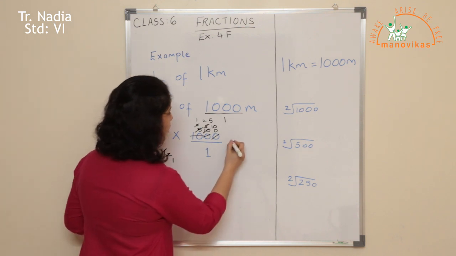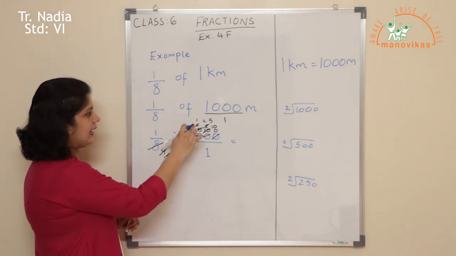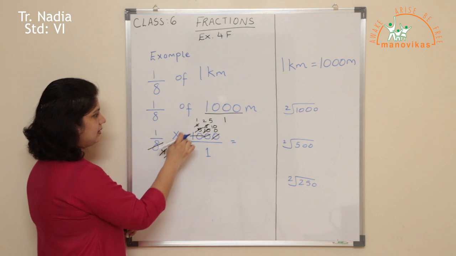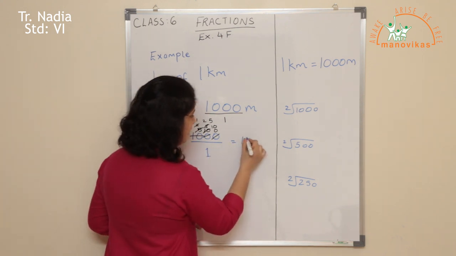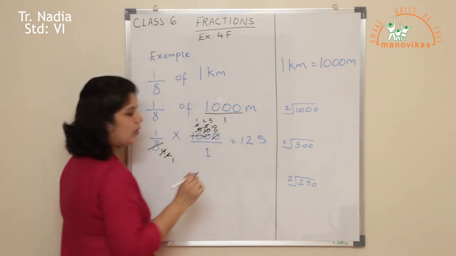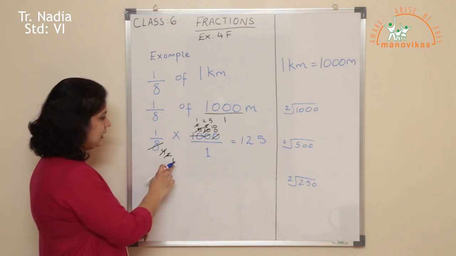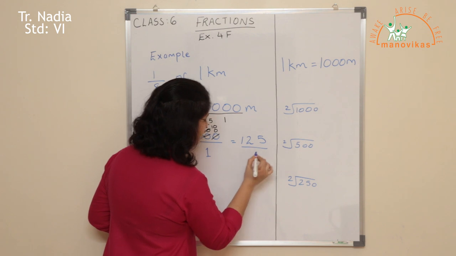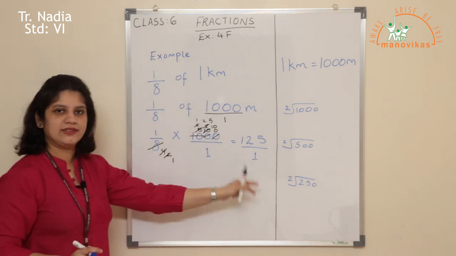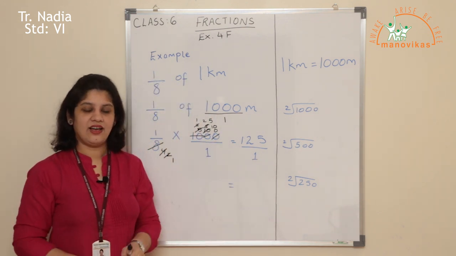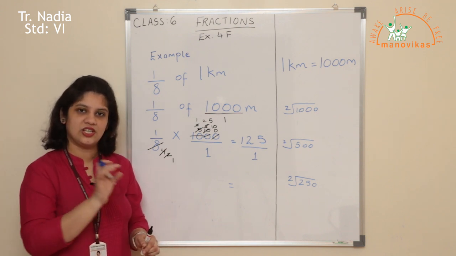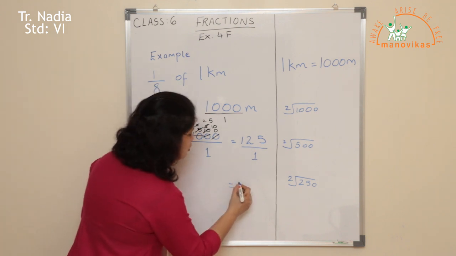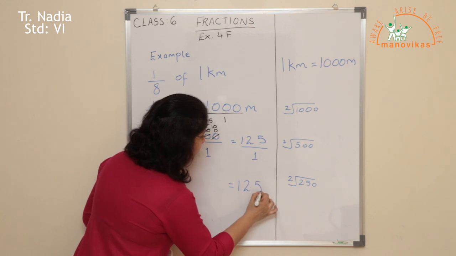And now, let's see what we have in the numerator. In the numerator, I have 1 multiplied by 125, which is equal to 125. In the denominator, I have 1 multiplied by 1, which is equal to 1. Now, as I told you, whenever the denominator is 1, write the answer as a whole number, which is just your numerator. So, the answer will be 125.